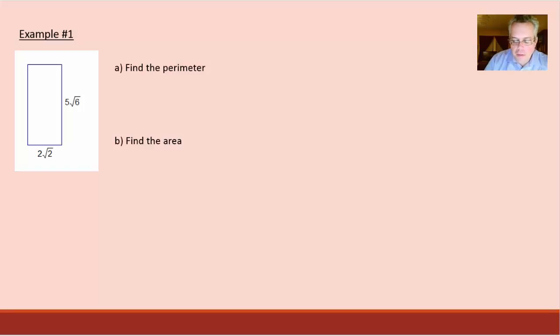Here's a rectangle, and the width is 2 times square root of 2. The length is 5 times square root of 6, and we want to first find the perimeter. To find the perimeter, we simply add up all the sides. We have 2 square root of 2 plus 5 square root of 6. That takes care of these sides, but we have 2 more. So we have another 2 square root of 2 and another 5 square root of 6.